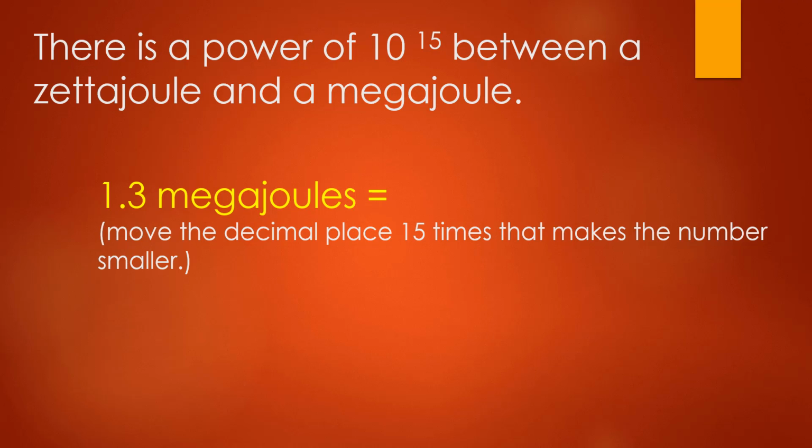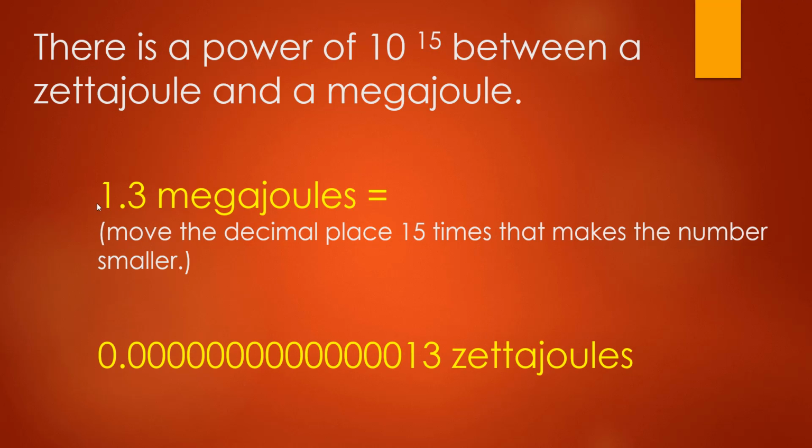So 1.3 megajoules, if we're going to make that into a zettajoule, what we have to do is move the decimal place the same number of zeros different between the prefixes. So, for example, if we have 1.3 megajoules, in order to convert that to zettajoules, we would have to move the decimal 15 times. That makes the number smaller. So we'd be moving it to the left like this. So you count it like you'd start here and then you go 1, 2, 3, 4, 5, 6, 7, 8, a whole bunch until you got to 15.